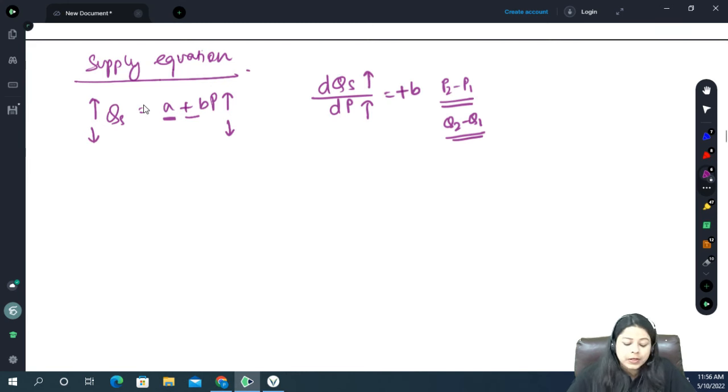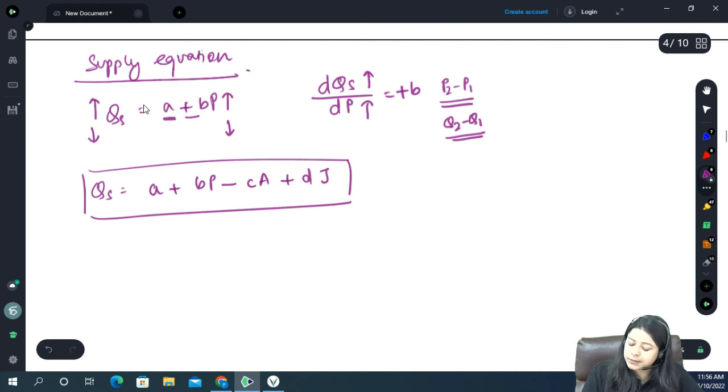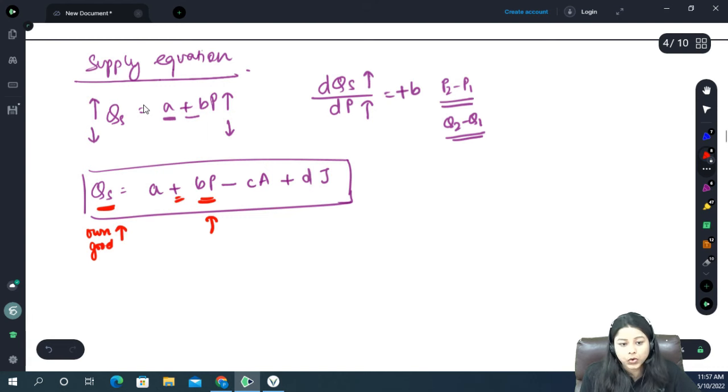Clear? Any doubt? Now we can also relate quantity supplied to other things. Here, any variables I'm taking: A, B, P, C, D, J. Now, again, this is my own good, and this is the price of my own good. If price increases, quantity supplied increases. That is why it's positive.